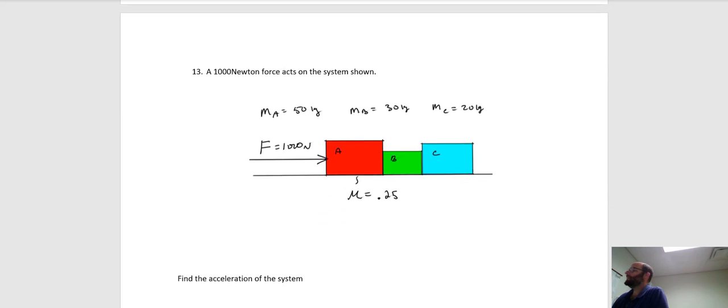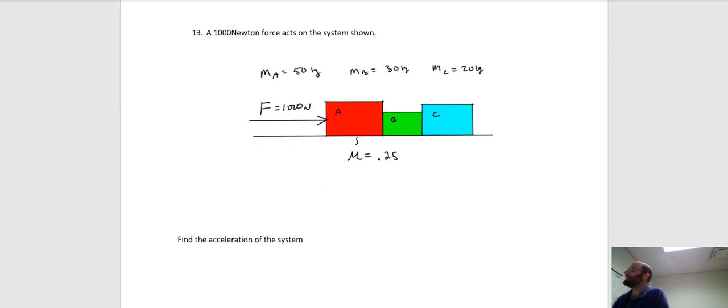Okay, next one. All right, this problem looks super complicated, but it's not as bad as it might seem. For the first part, where it says find the acceleration of the system, draw a free body of the system as defined like this. You're just going to pretend everything in green is one object, basically.